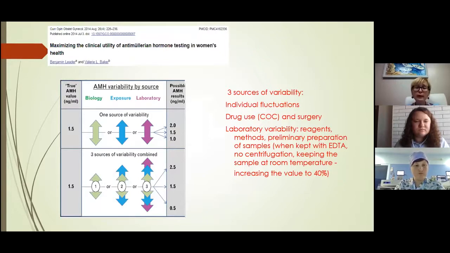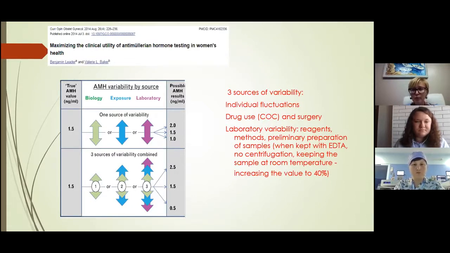Also, we should know that the laboratory which gives us the result may sometimes give, not a mistake, but some kind of variability of this anti-Mullerian hormone. If we have, for example, 1.5, in some situations the laboratory can give us 1, and in some situations can give us 2, and even more. The difference may be even more. Because in some conditions, this anti-Mullerian hormone may be higher or lower than it is in real life.